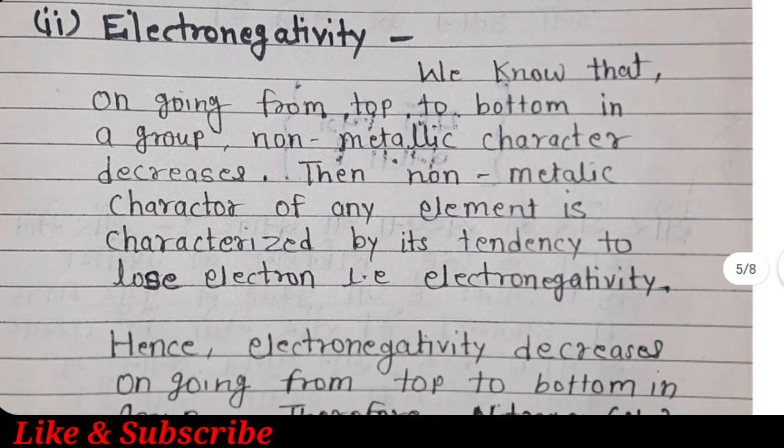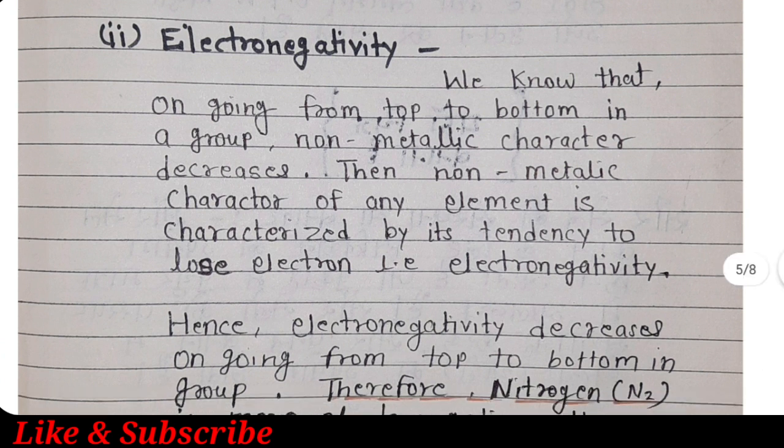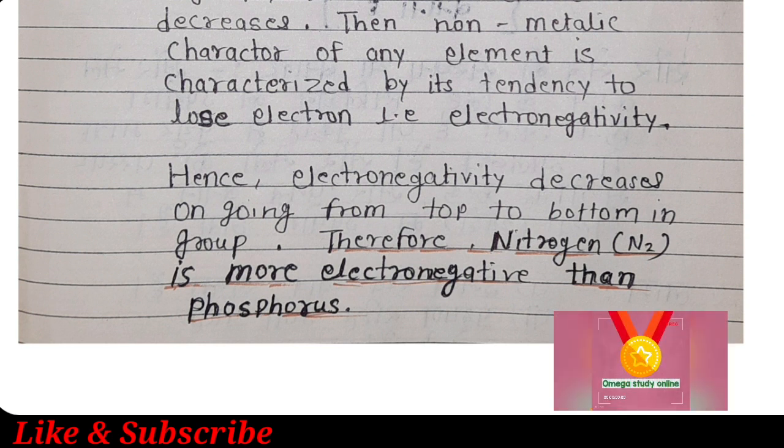So first we discuss what electronegativity is. We know that on going from top to bottom in a group, non-metallic character decreases, and the non-metallic character of any element is characterized by its tendency to gain electrons, that is electronegativity. Hence electronegativity decreases on going from top to bottom in a group. Therefore nitrogen is more electronegative than phosphorus. So you have to write this answer in your assignment.